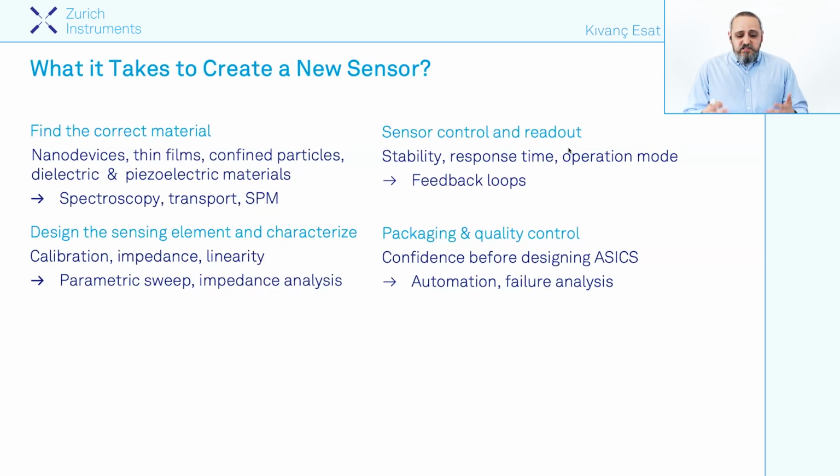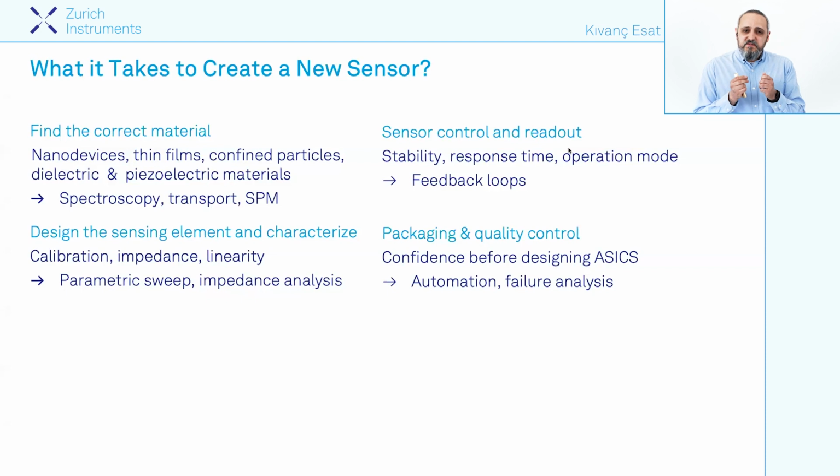But what does it take to create a new sensor? With this perspective we just briefly looked at, the workflow is actually quite typical. It starts with finding the correct material. That could be a nano device, a thin film, a particle that is levitated, or different kinds of materials such as dielectrics or piezoelectrics. That's where we do spectroscopy, transport measurements, and scanning probe microscopy-like techniques to understand how these materials behave.